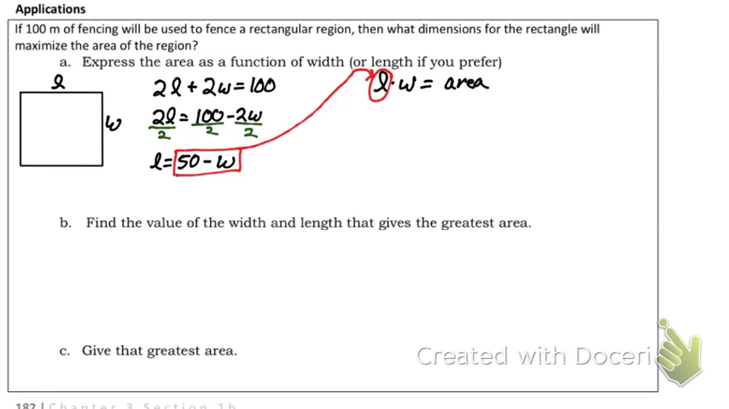Well, if we do that, instead of L, we're going to have 50 minus W times W equals our area. Well, when I distribute that W and change the order just a little bit, we are going to have negative W squared plus 50W equals our area.